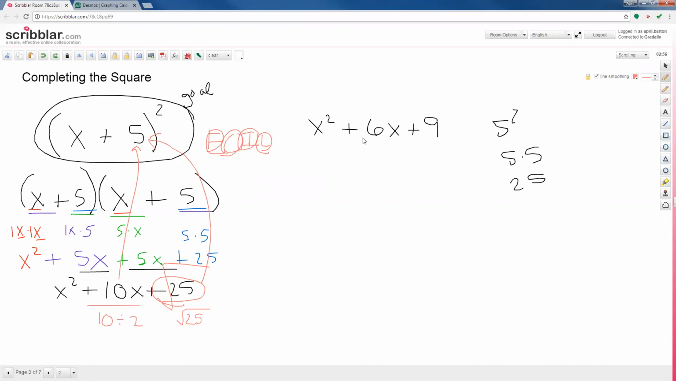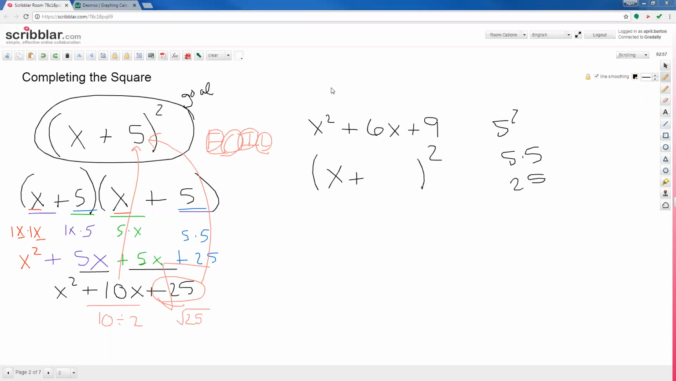So if we have this x squared plus 6x plus 9, we have all the information we need to figure out what number goes in this perfect square binomial. And since we know both numbers, we could do either option.